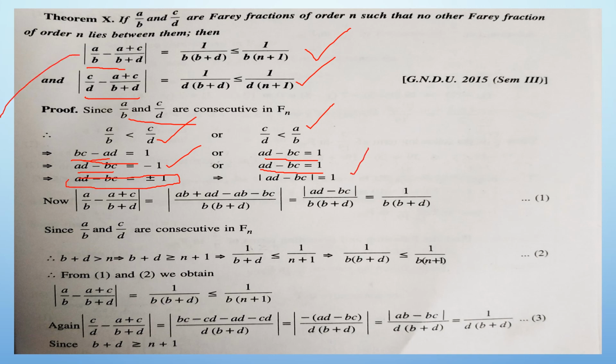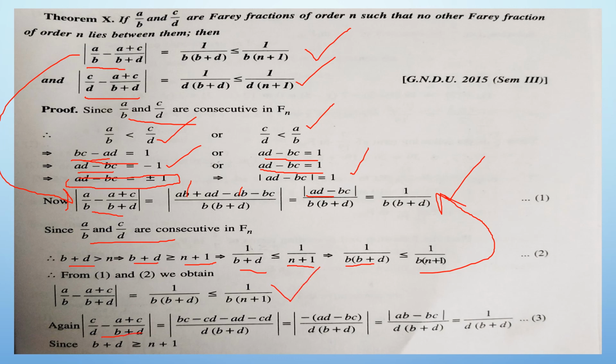Now we will start with the first difference, simplifying. So ab is cancelled with this. The mod of ad minus bc is 1, so we get this one. Since these are consecutive terms in the Farey sequence, the sum of denominators of two consecutive fractions is greater than n, and we have to prove this result. The sum of the denominators of two consecutive fractions is always greater than n. So b plus d is greater than or equal to n plus 1. So 1 over b plus d is less than or equal to 1 over n plus 1. So if we multiply both sides with b, this is less than or equal to b over b plus d. So applying this here, we will get this.